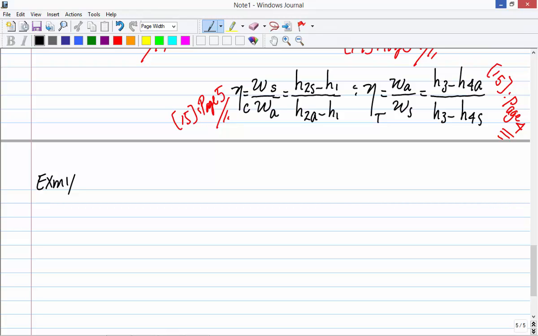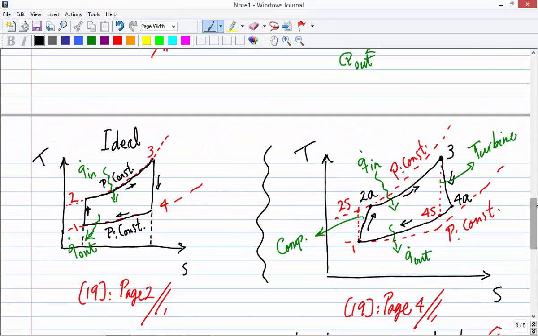It says the minimum and maximum temperatures in the cycle are 310 and 900 Kelvin. Let's see the diagram. So here's temperature versus entropy. The minimum temperature would be at point 1. And the maximum, which should be here at point 3, is the largest value. It's 900 Kelvin, okay?